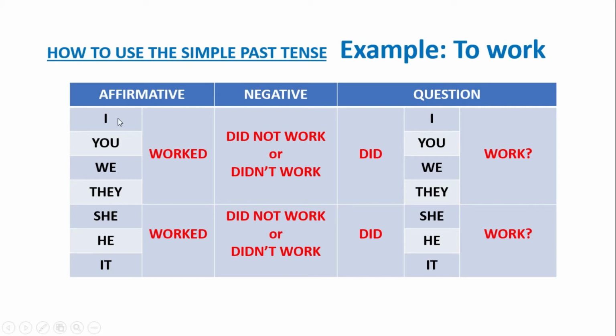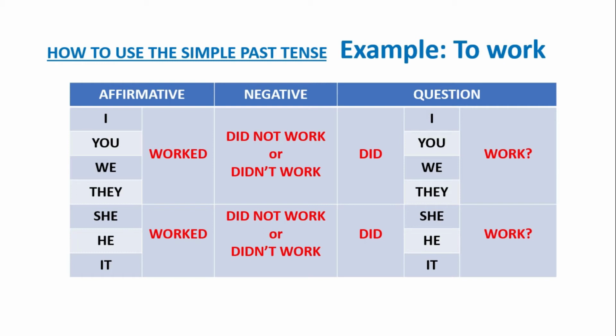In the negative, we use the auxiliary verb do, but in past tense. So we can say I did not work, or we can say I didn't work. You did not work, you didn't work. We did not work, or we didn't work. They did not work, or they didn't work. She did not work, he did not work, it did not work. That is the negative in past tense.